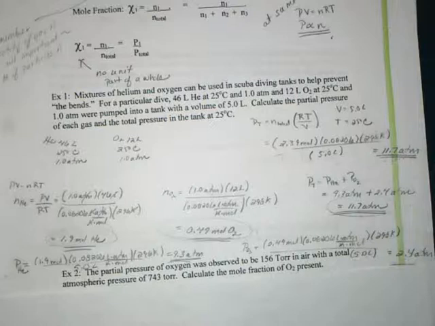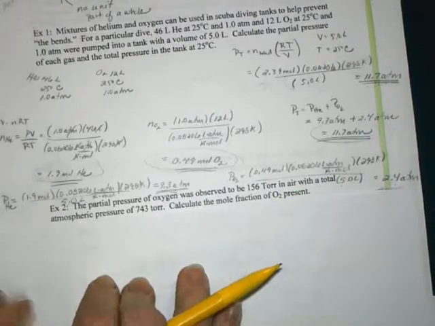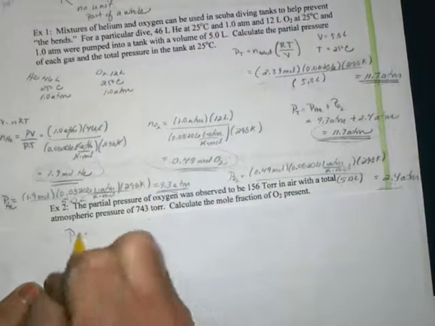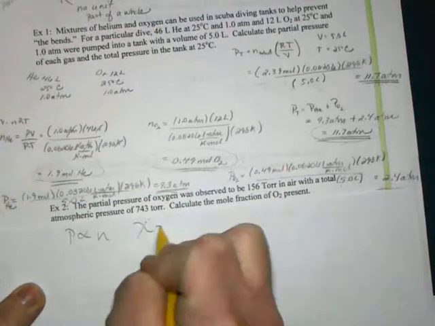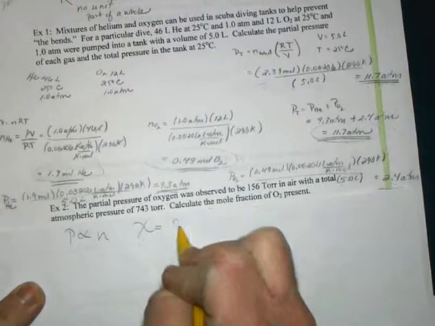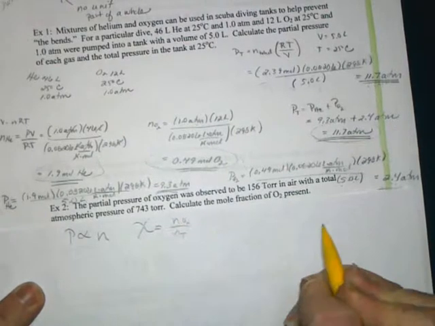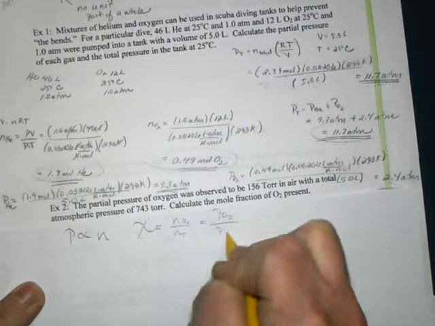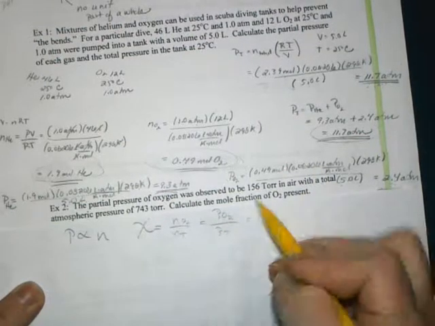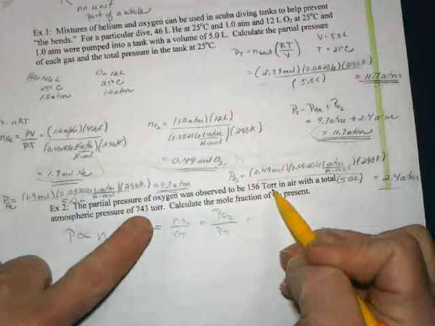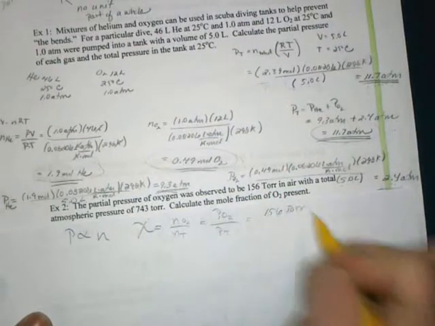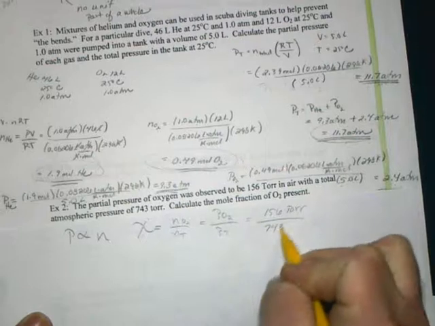Okay, for this, we are given the partial pressure of oxygen and the total pressure, and it's asking for the mole fraction. Well, pressure is directly related to moles. Mole fraction is either the moles in this case of O2 over n total, or it could be the partial pressure of O2 over the total. As long as the units of pressure are the same, we don't have to do any converting. So all we do is take the 156 torr over the 743 torr.